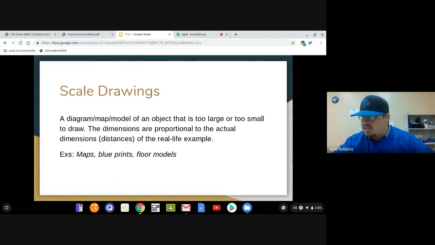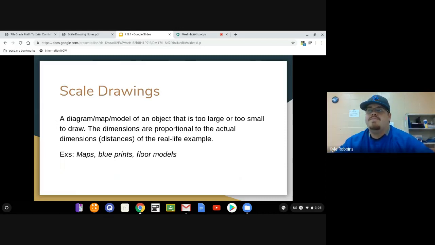So for scale drawings, one thing that I know helps, a lot of times y'all have questions, how does this apply to real life? How can I use this for the rest of my life? Well, anytime you go in a building or your house or a garage or shop, anything that's bigger than something you would draw on a piece of paper, this is what they use to design those.